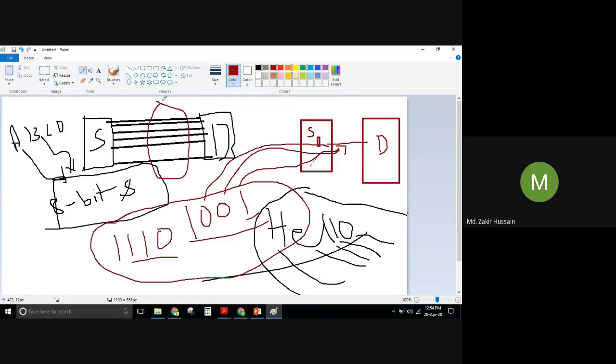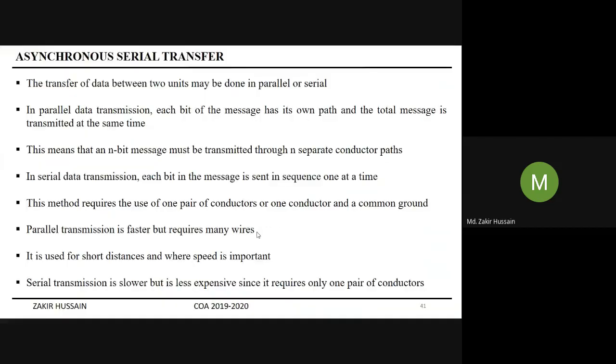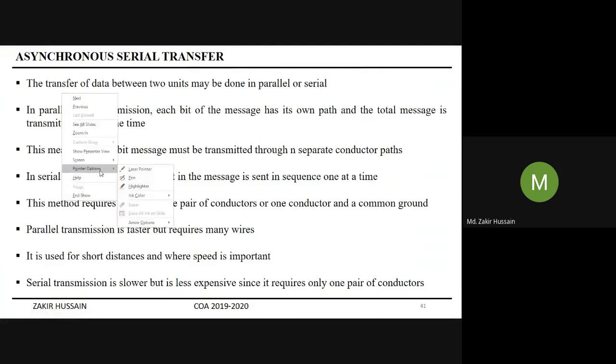In spite of having a parallel transmission mechanism or a serial transmission mechanism, they could still be synchronous. Earlier we have seen synchronous and asynchronous. So synchronous parallel transmission is possible, synchronous serial transmission is possible. Asynchronous parallel transmission is possible, asynchronous serial transmission is possible. Remember this, these are the basic concepts. With these basic concepts, let us go to this discussion. Now you will understand this in a better way. So let me take this pointer here.